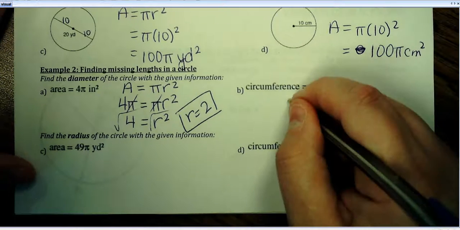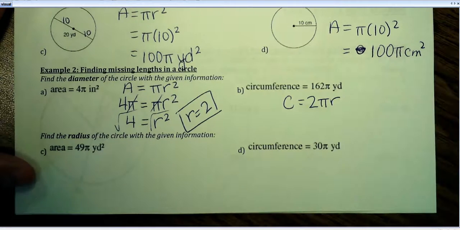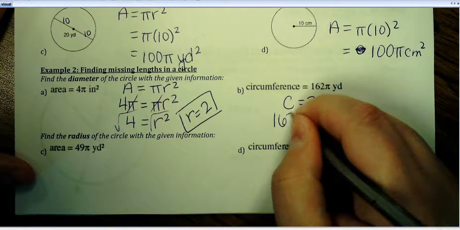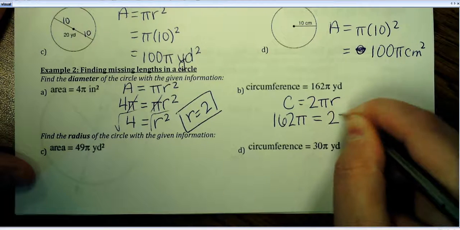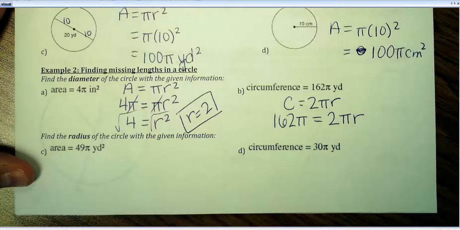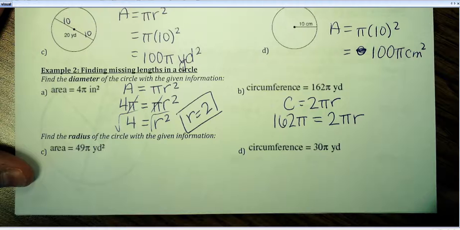Circumference here, 2 pi times the radius. I know the circumference is 162 pi. And same concept, if I divide both sides by pi, it actually cancels out on both sides.